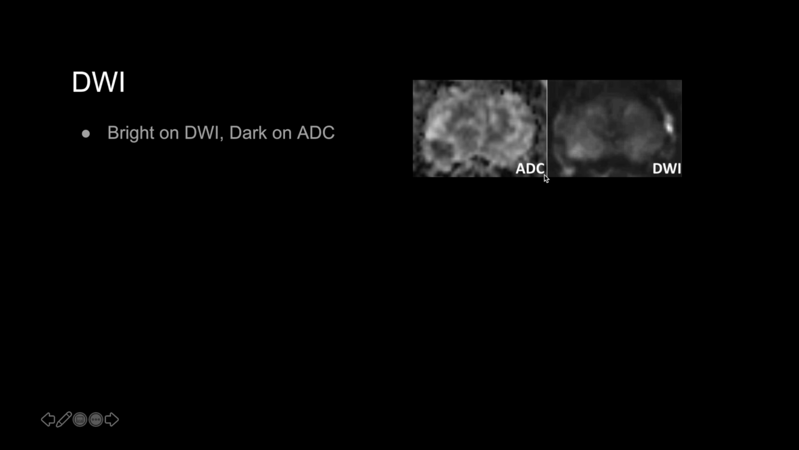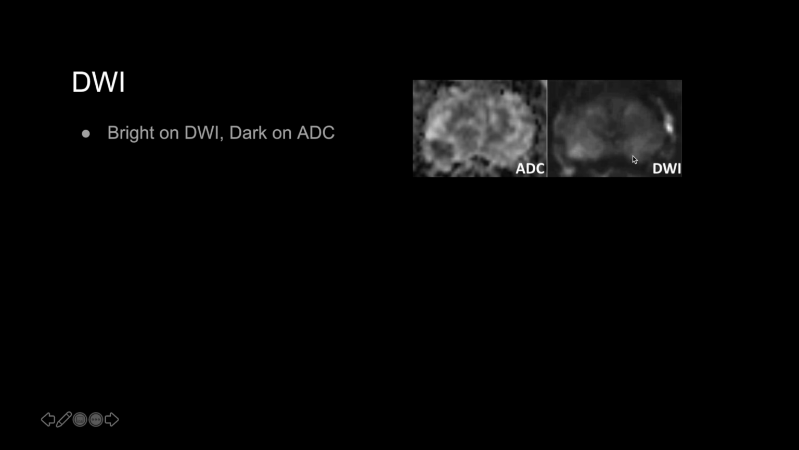ADC maps, or apparent diffusion coefficient maps, are calculated based on 2 DWI images at different diffusion strengths, or different B values, and we'll talk about that in a bit. The ADC maps display the diffusion coefficients themselves. So things with a lower amount of diffusion, aka diffusion restriction, are going to have lower signals. They diffuse less. Something that restricts diffusion, again, is going to be bright on DWI and dark on ADC.